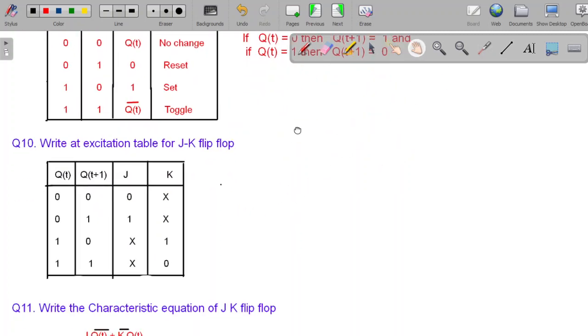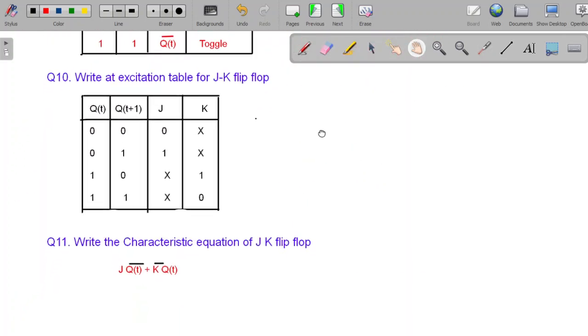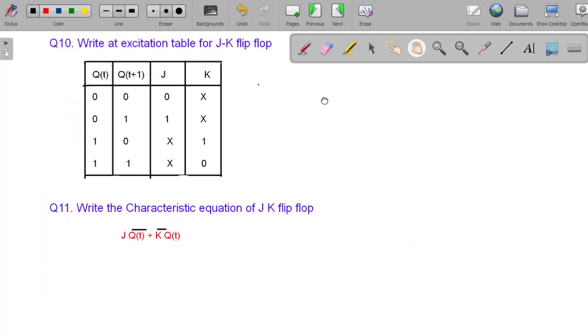Then we see the excitation table for the JK flip-flop. I have already told you what excitation is. We have the output conditions, that is the changeover from present state to next state, and for that we have to determine the input condition. For the JK flip-flop, for 0 to 0 as the changeover from present state to next state, the input must be 0x. Then for 0 to 1 it is 1x, for 1 to 0 it is x1, and for 1 to 1 it is x0.